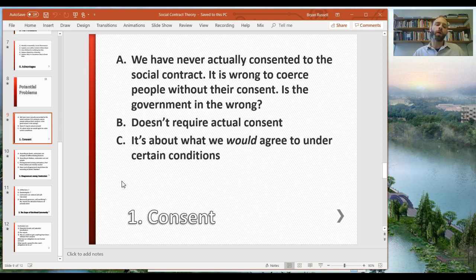So one thing to note, one way a social contract theorist could solve this problem is they could say, well, look, social contract theory doesn't require anyone's actual consent. What determines whether an action is right or wrong is about what we would agree to under certain conditions. So it's a hypothetical. It doesn't require that we sign on a dotted line saying that we'll follow rules. Our consent is implied to the rules that rationally self-interested, free people would agree to. Those are the rules we have to follow, and it doesn't matter that we haven't actually consented to them. Our consent is implied.